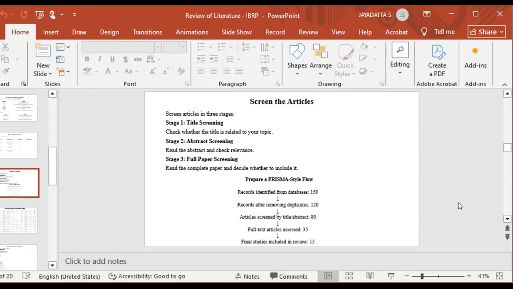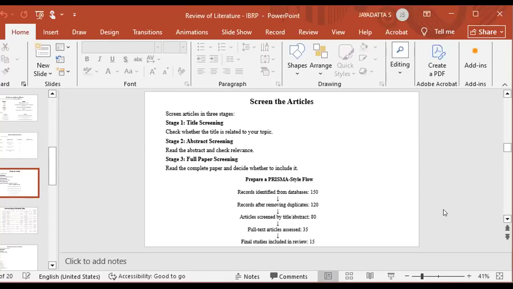So abstract screening is very, very important. If you are unable to read a research paper because it is very time consuming, runs through 15 to 20 pages, or you can't devote much time to it, an abstract will provide you a gist of what the research paper talks about. Read the abstract and check the relevance, whether it is relevant. Relevancy is very, very important.